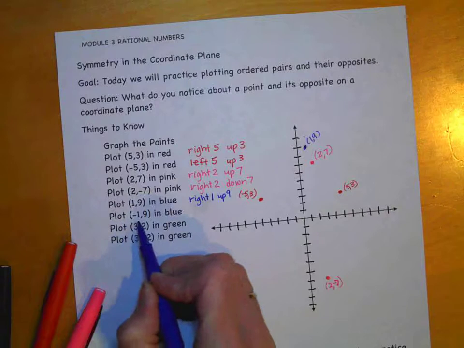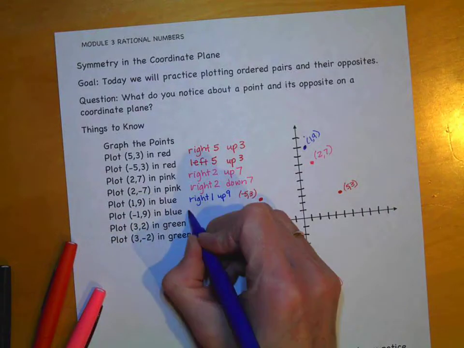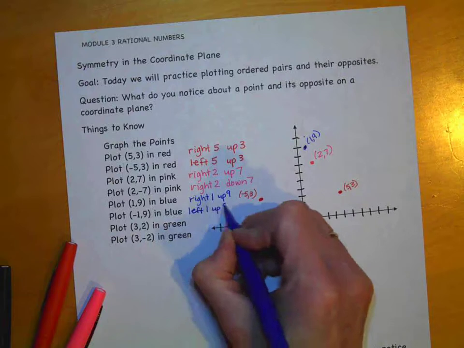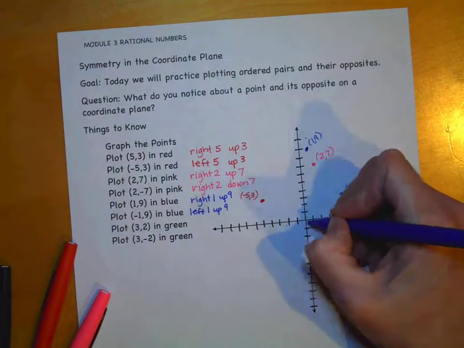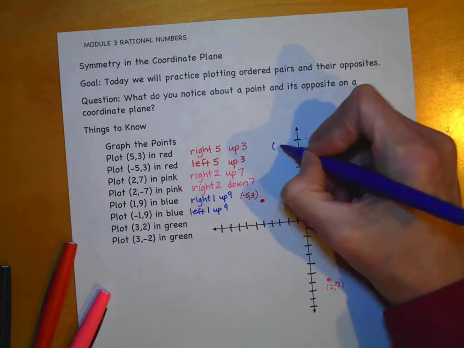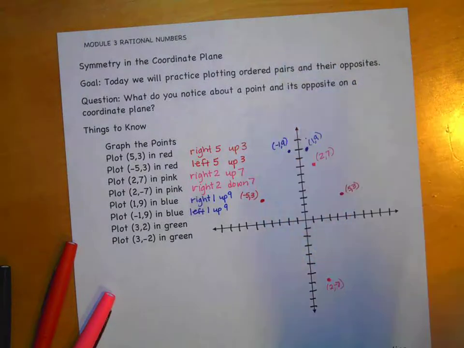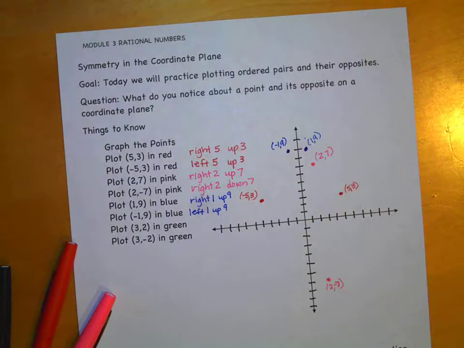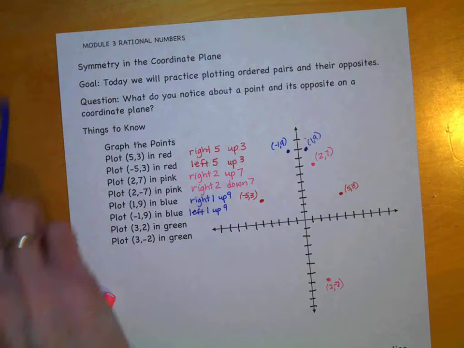And then it says plot -1, 9 in blue. So I go to the left 1 and up 9 because it's a positive 9. So 1 to the left and up to 9 is here. So this one is -1, 9. That one sits right there. That one sits right there. Interesting. Okay, so those are done.